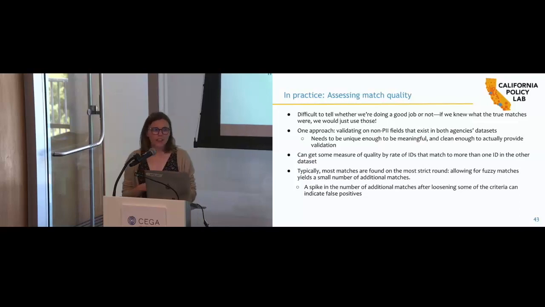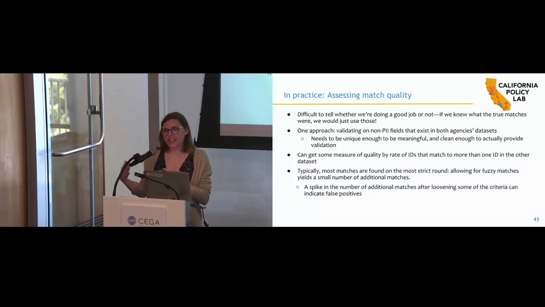So if we have one identifier in agency A that is getting matched to multiple identifiers in agency B, well, we think those identifiers in agency B are really a single person. So that means we have one person in dataset A getting matched to multiple people in dataset B. So that actually means there's probably some sort of false positives going on there because we really think those are separate people.